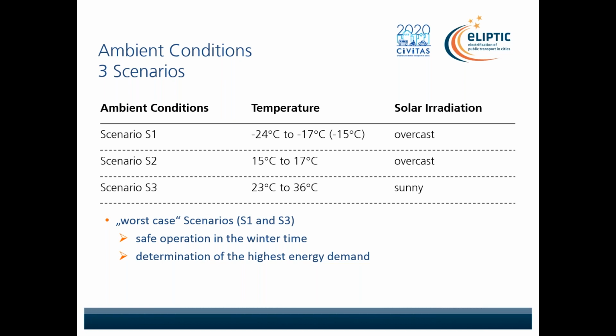However, the determining scenario was the winter scenario, which we considered in two versions. The first one was to have real measured data from the history, and this was a day between -17 and -24 degrees Celsius, which is rather unusual. Therefore, we decided to have a second scenario with a minimum temperature of -15 degrees Celsius.